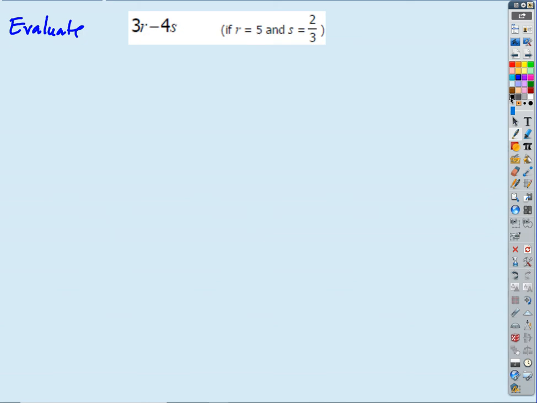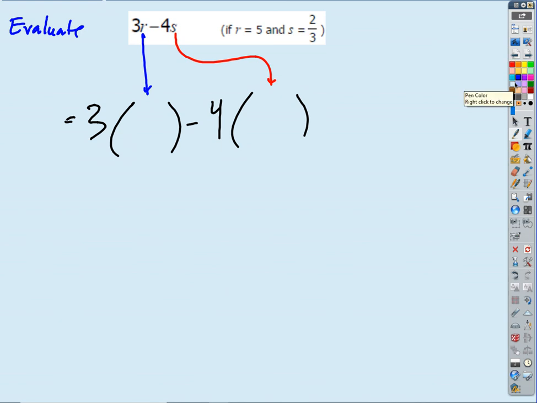So we end up then with, this is equal to 3 times, now what I like to do with this, and I think this is a really good strategy, every place we have a variable that we're plugging in a value for, the first thing you do is open a set of parentheses where that variable used to be, because you're going to plug in a number there, right? So let's write the template before we even plug anything in. I'm going to get 3 times the value of r, minus 4 times the value of s. Well, the value of r that we're plugging in is 5. The value of s is 2/3. So our answer is 3 times 5 minus 4 times 2/3. We just need to simplify that into a single number, like we did in the last examples, right?